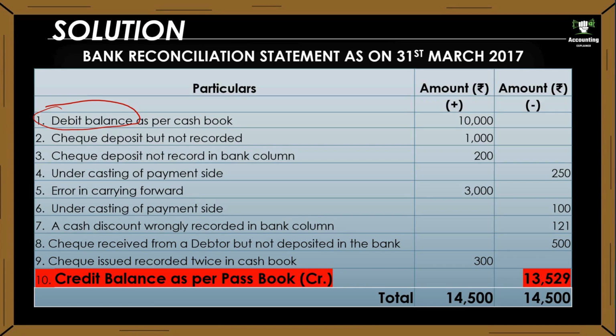Okay. Now coming to the solution, seeing here the additions balance is more than the deductions balance. So we are going to add all the additions, that is 10,000 plus 1,000 plus 200 plus 3,000 plus 300, which comes to 14,500. And the deductions are 250, 100, 121 and 500. These deductions should be added and deducted from 14,500. We get 13,529. That will be the credit balance as per the passbook. This credit balance of the passbook will tally with the bank statement or the bank passbook given by the bank. Okay. If it tallies, then our answer is correct.